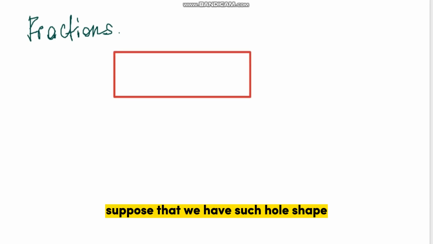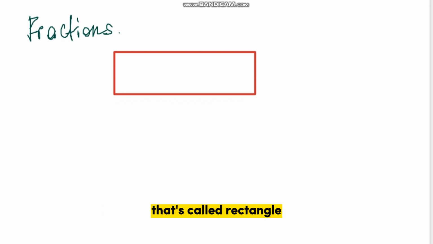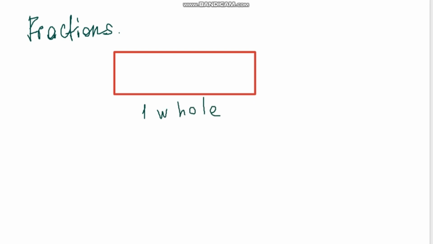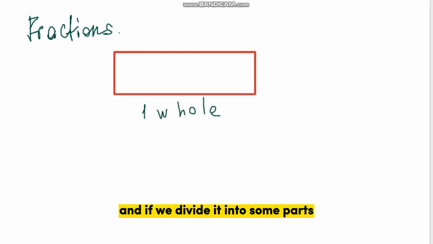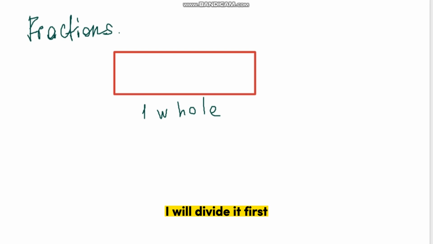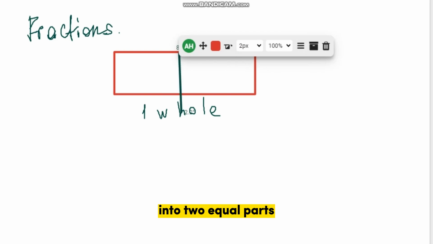Suppose that we have such a whole shape that's called a rectangle. In this case, it is a whole shape. This is one whole. And if we divide it into some parts, I will divide it first into two equal parts.